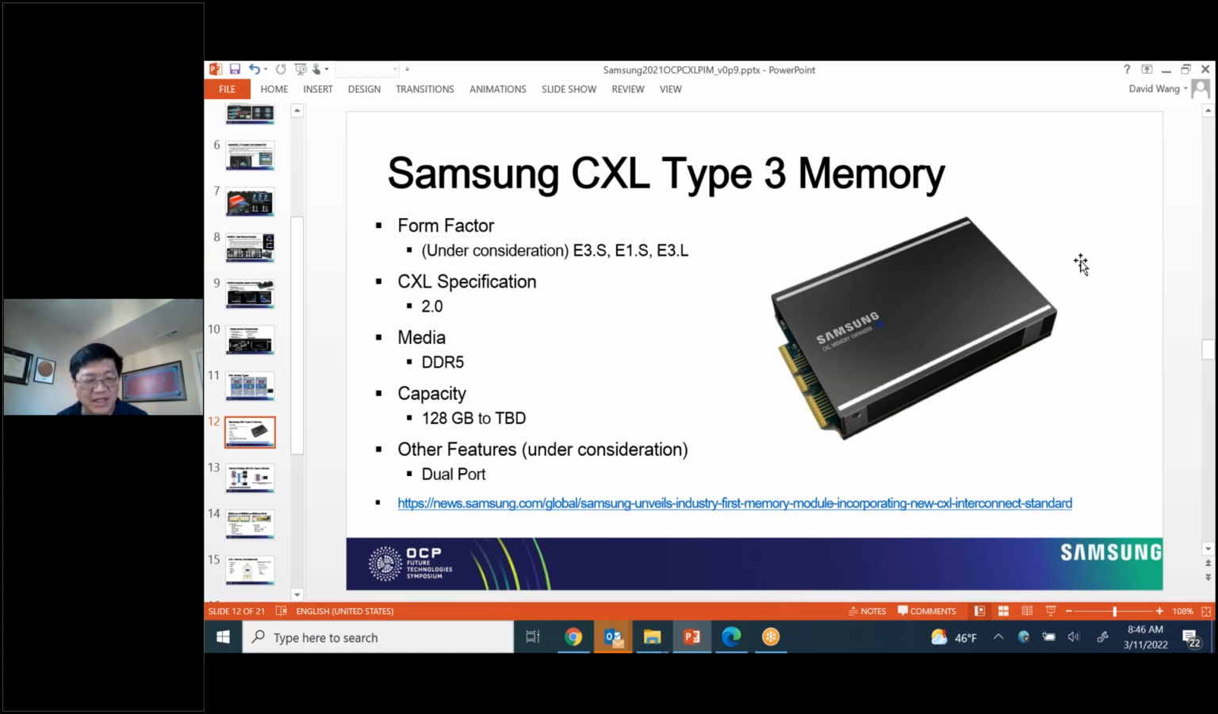not specifically setting a limit here for higher. And we're looking at other features, for example, dual port support for this memory device. Okay, so these are the things that have been announced so far.